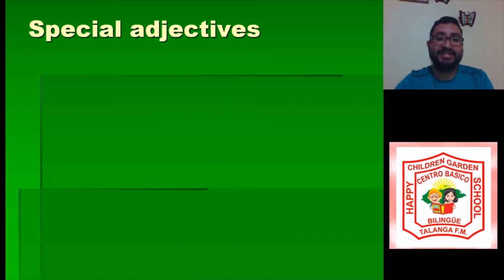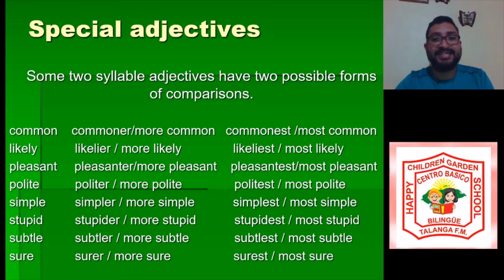Now, special adjectives. Some two-syllable adjectives have two possible forms of comparative. For example, common, more common, commoner, most common. In this case, remember that when we are in trouble, we can always add more and most. But if you are asked to present the ER form, then we're going to use the form over here. Or if you are asked to just make a comparative or superlative sentence, we can use more or most. But remember, always read the sentence that we're going to be presenting.